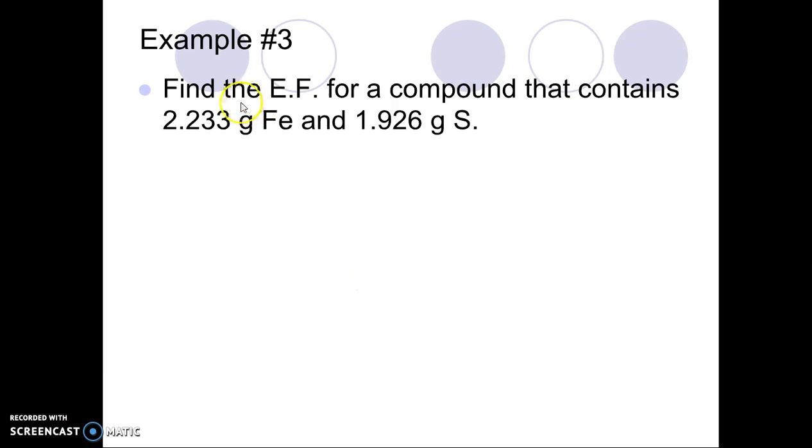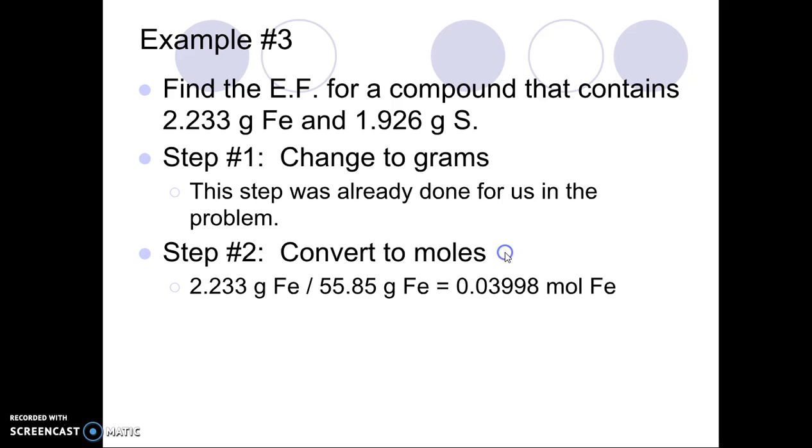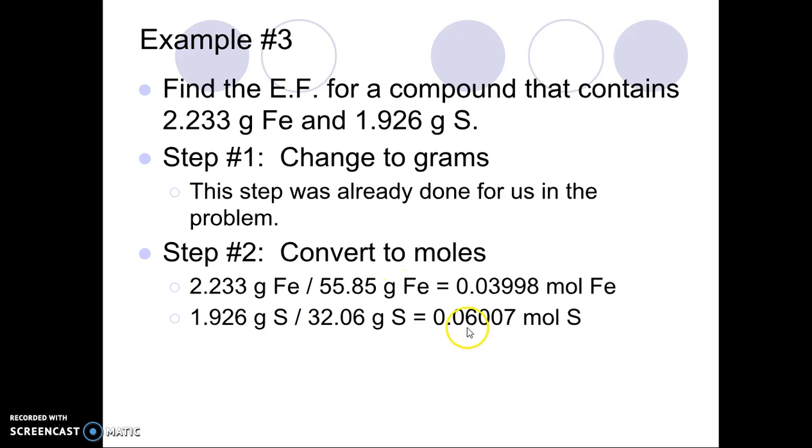For my next example, I'll start you off with grams. A starting quantity is given, so these are the gram amounts that I'm going to use. Step 1 was already done. Convert to moles. This is like experimental data, the type of stuff you're going to get in your lab when we do empirical formulas, the lab that we're going to do. So I convert each to moles: the grams of iron to moles of iron, and the grams of sulfur to moles of sulfur.